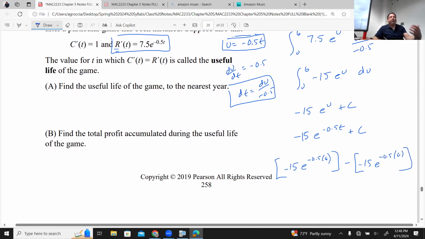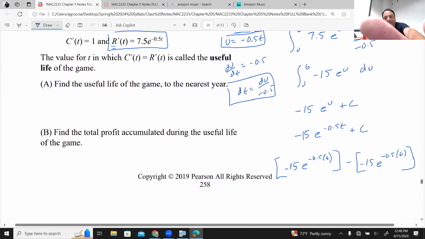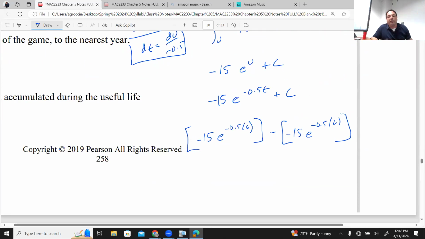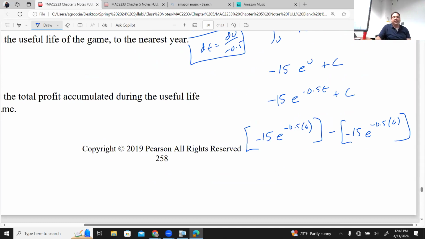Again, people have problems typing it in, and you don't have to type it all in. You could do a little bit of work ahead of time. So for example, negative 15 e, negative 0.5 times 6 is negative 3. That may be a little bit easier for you to type in. Minus negative 15 e, 0 times negative 0.5 is e to the 0. That may be a little bit easier to type in. Okay, so you don't have to make it as hard as possible. Make your life a little bit easier if you're worried about typing it in, parentheses, all that.